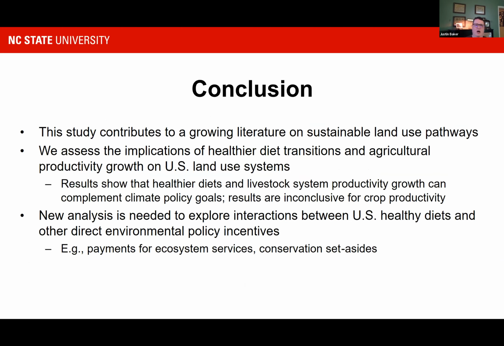In conclusion, this is kind of the first of a series of studies that we're working on related to sustainable land use pathways in the US. We find that in particular, healthier diet and livestock system productivity growth can complement climate policy, but our results are really inconclusive for crop productivity growth. And finally, our future work, what we're working on currently, is exploring interactions between these healthier diet transitions and other direct environmental policy incentives, such as carbon pricing, such as land set-asides for biodiversity conservation.